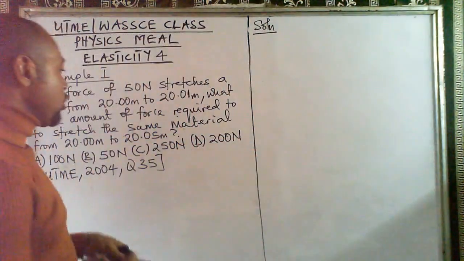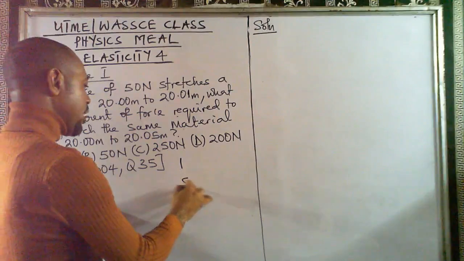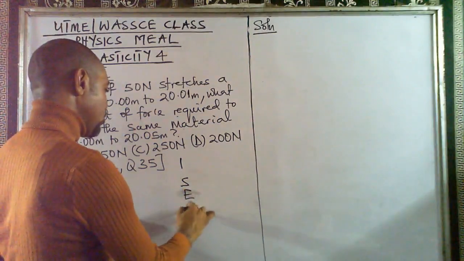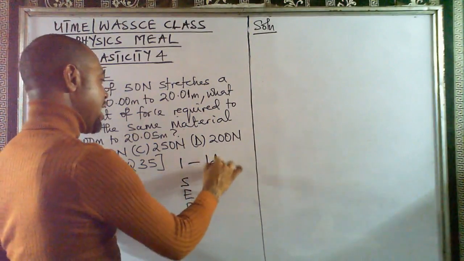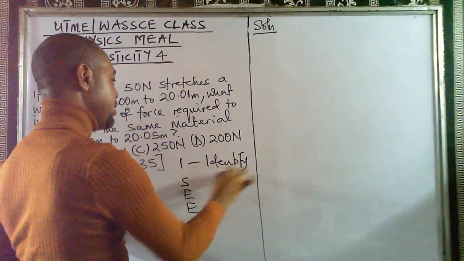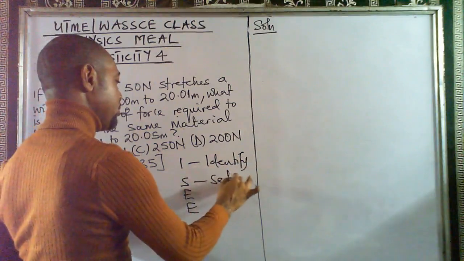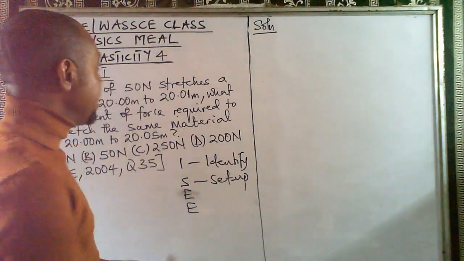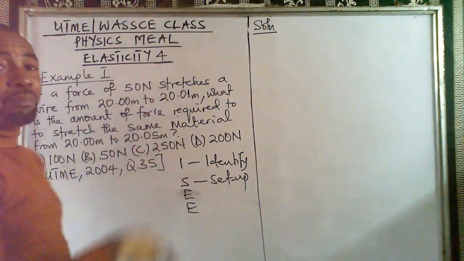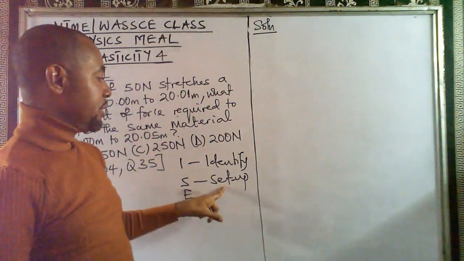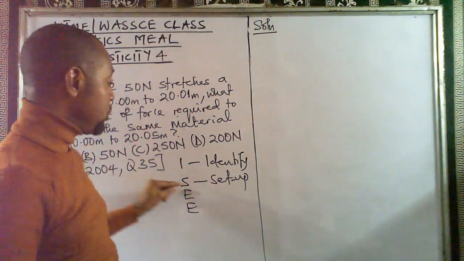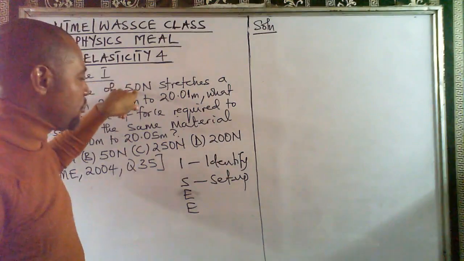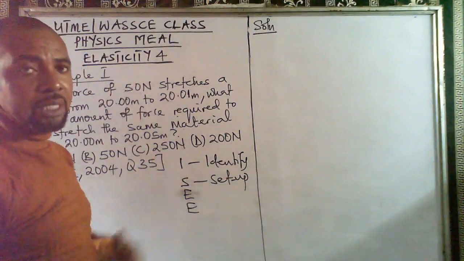Our solution. Now, whenever I want to solve a problem, I usually apply what I call the I-see principle. If you can see, you can solve problems in physics. I means to identify, C means to set up. These two will always go together. When you are given a problem, identify the quantities in that problem, then set it up using the appropriate symbol. So if I identify this, what is the symbol for this? That's the setup.